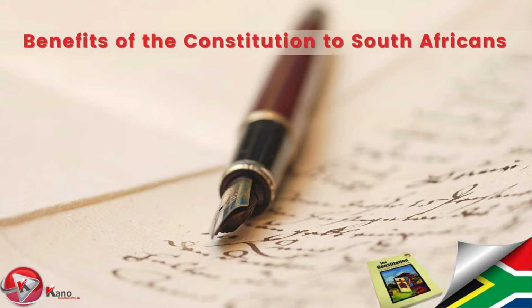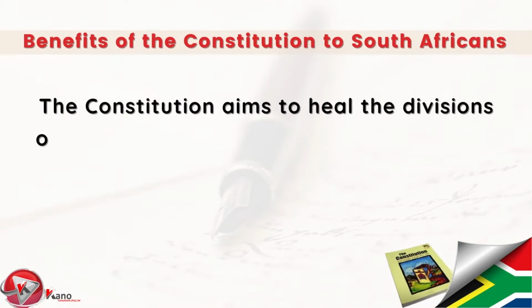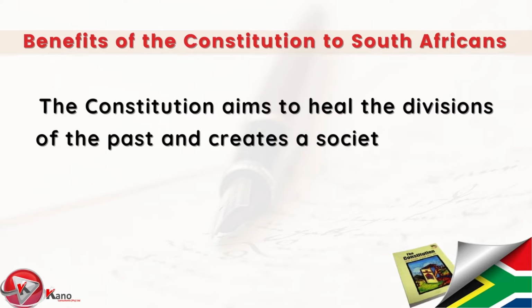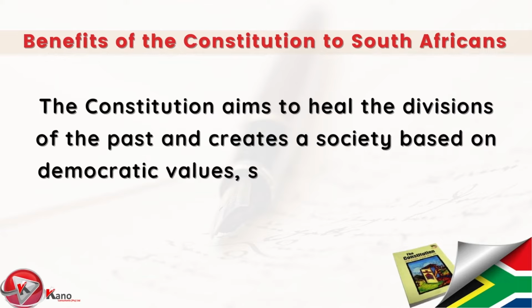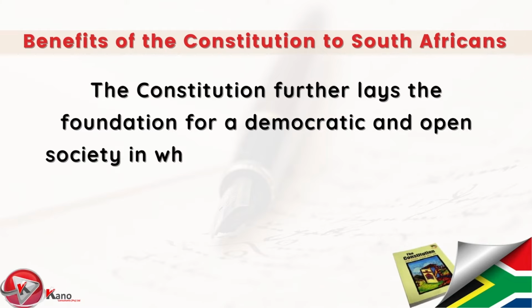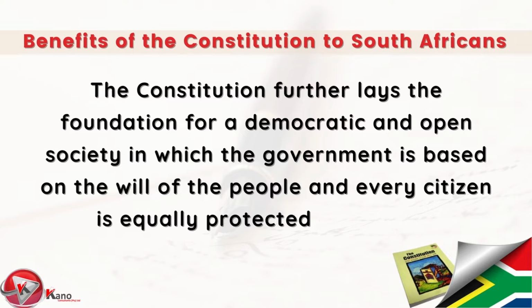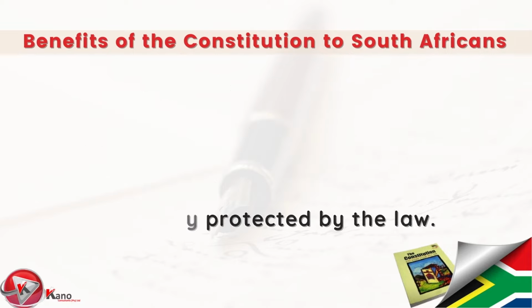Some of them are as follows. The Constitution aims to heal the divisions of the past and creates a society based on democratic values, social justice, and basic human rights. It further lays the foundation for a democratic and open society in which the government is based on the will of the people, and that every citizen is equally protected by the law.